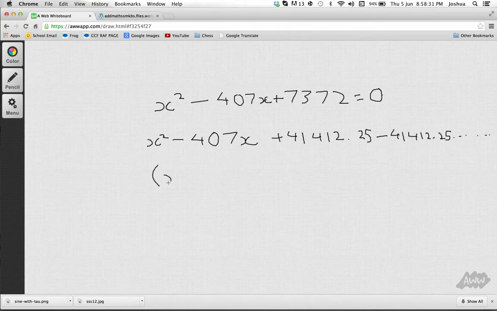Then this factorizes. It's going to be x minus 203.5, all squared, and that's going to be equal to, on the other side of the equation, 41412.25 minus 7372. And that's going to give us 3404.025, I think, and that should be a square number, I hope.